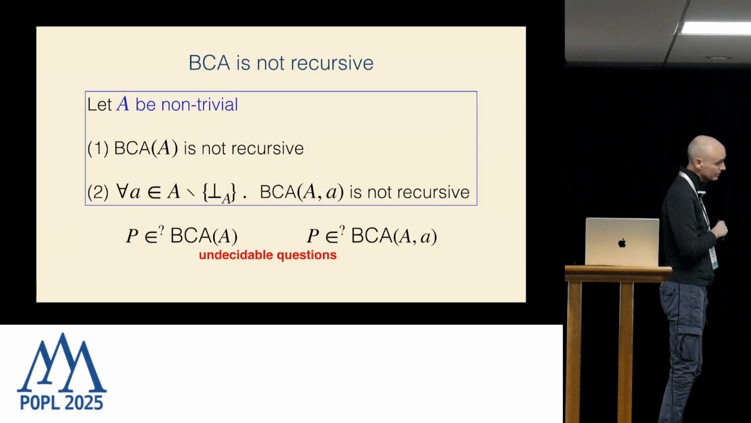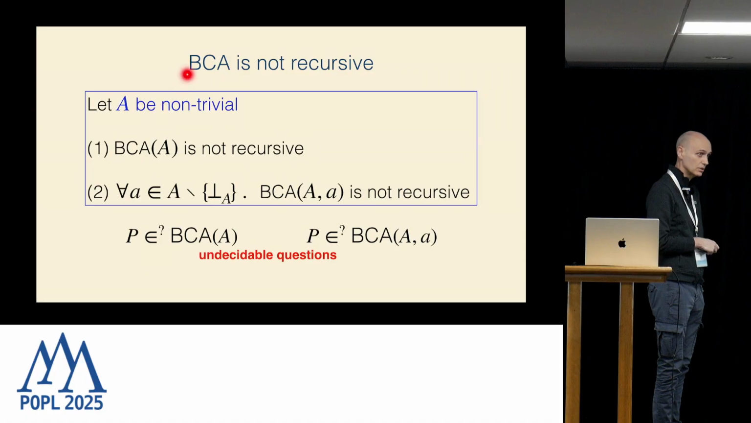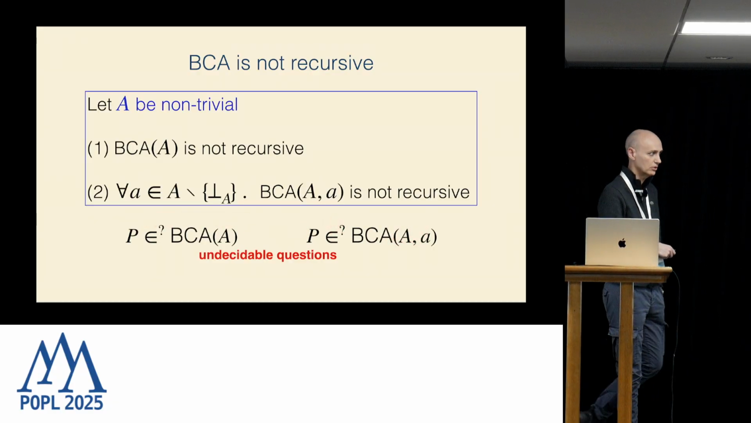Fourth result, negative result, impossibility result: the BCA is not a recursive property. So if we consider a non-trivial abstraction, both the global and the local version of the BCA set of programs is not recursive. And what does it mean? It means that for these two decision questions, does P have a best analysis on a given domain A, or locally for a given abstract input, these two questions cannot be decided. There is no algorithm for them.